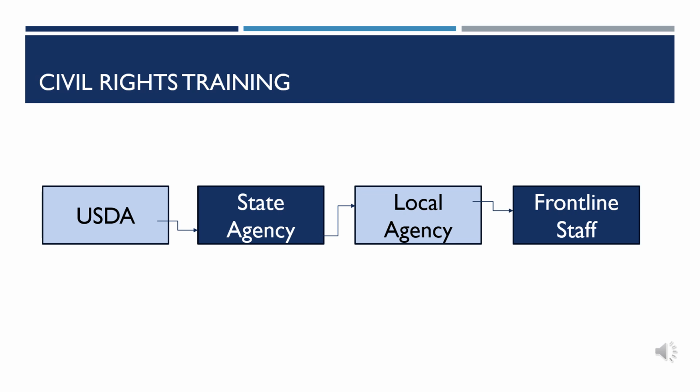So the USDA provides us, the state agency, policies, regulations, and guidelines around civil rights. We, RIDE, the state agency, then try to deliver that to you, the local agency, in the form of trainings like these. And the expectation is that you, the local agency, will ensure that all of your frontline staff are provided with civil rights training, no matter what role they play in the child nutrition programs.